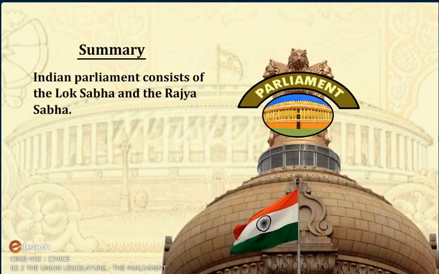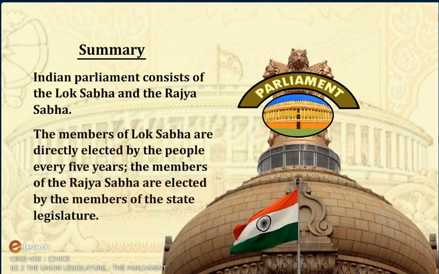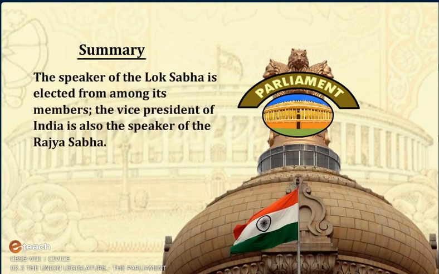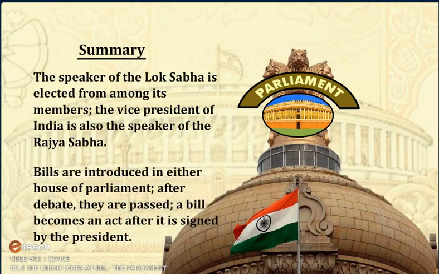Summary. Indian Parliament consists of the Lok Sabha and the Rajya Sabha. The members of Lok Sabha are directly elected by the people every 5 years. The members of the Rajya Sabha are elected by the members of the state legislature. The Speaker of the Lok Sabha is elected from among its members. The Vice President of India is also the Speaker of the Rajya Sabha. Bills are introduced in either House of Parliament. After debate, they are passed. A bill becomes an act after it is signed by the President.